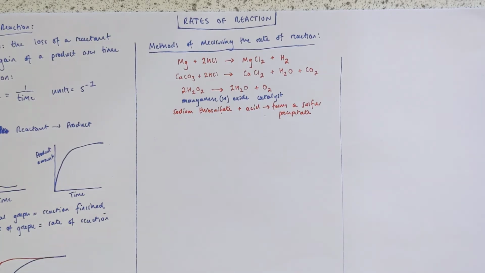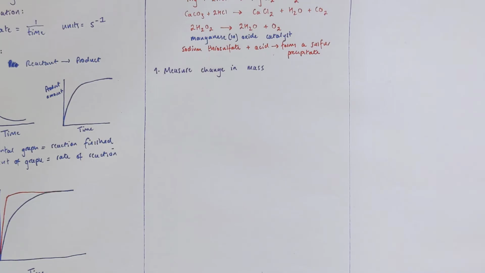So let's now look at how we can use these reactions in experiments to measure how quickly a reaction is going. There's 3 main methods to look at here. The first method involves measuring a change in mass of a reaction. So for some reactions, they actually get lighter as the reaction proceeds. So you can keep track of that. The lighter it gets more quickly, the quicker the reaction is going. If it takes longer to get lighter, the reaction is happening more slowly.